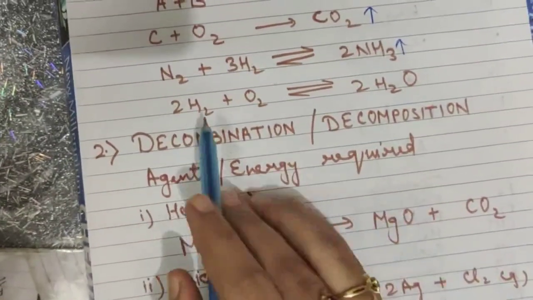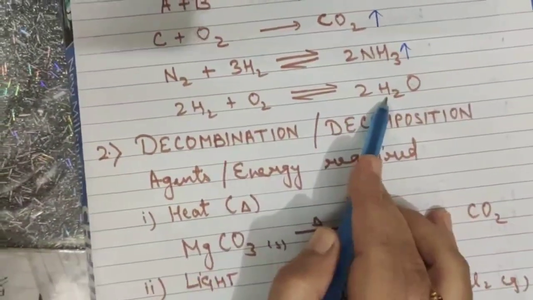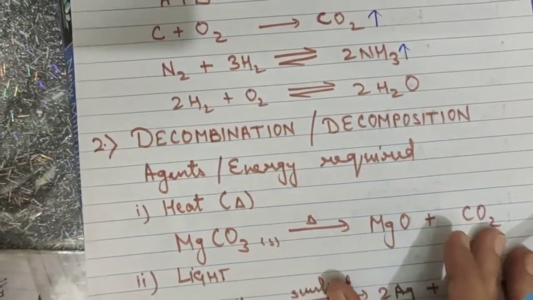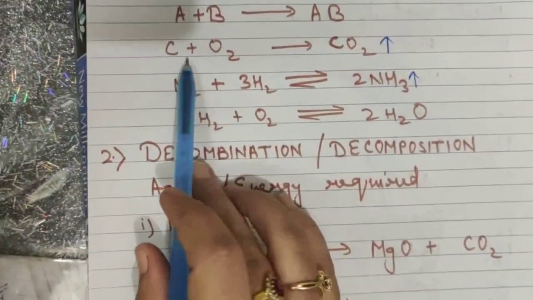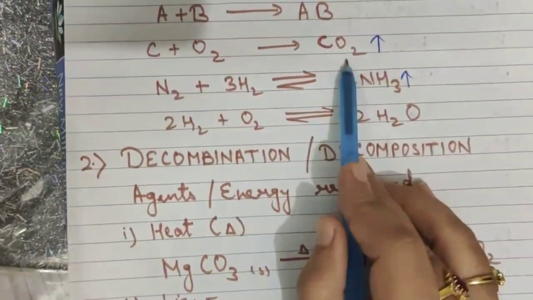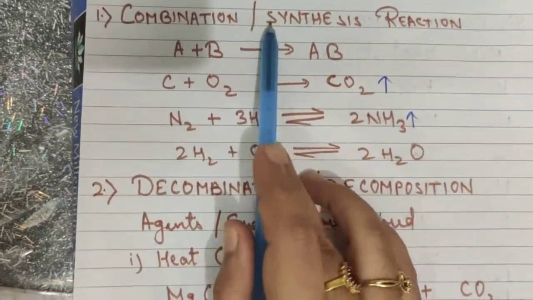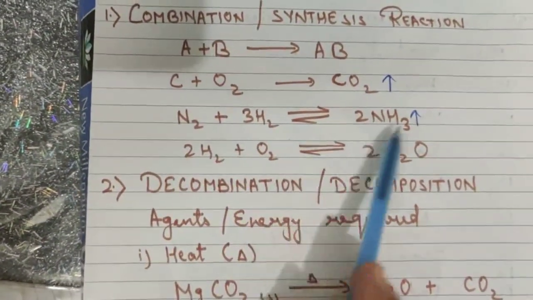The third example is H2 plus O2 produces H2O. So in all three examples, you can see that two reactants are combining together to form a single product. I hope this type is clear to you. The name itself can be related to the examples written here.